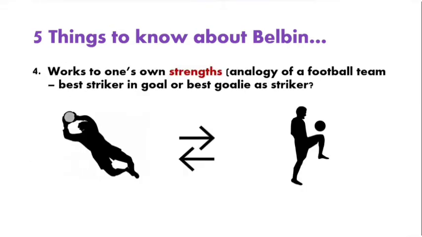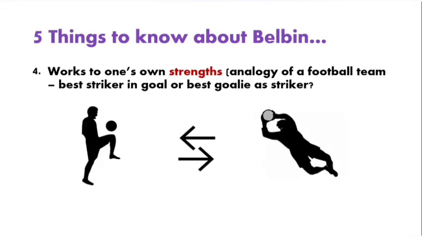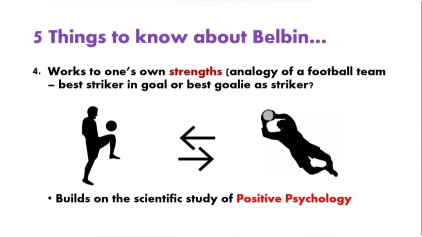Now, point number 4 is an interesting one, in that Belbin works to one's own strengths, not weaknesses. And a good analogy for this is that of a football team. Now, would you put your best striker in goal or your best goalie as striker? Absolutely not. You put them where they will have the greatest impact. And thus Belbin builds on the scientific study of positive psychology. And for more information on this, Google positive psychology.